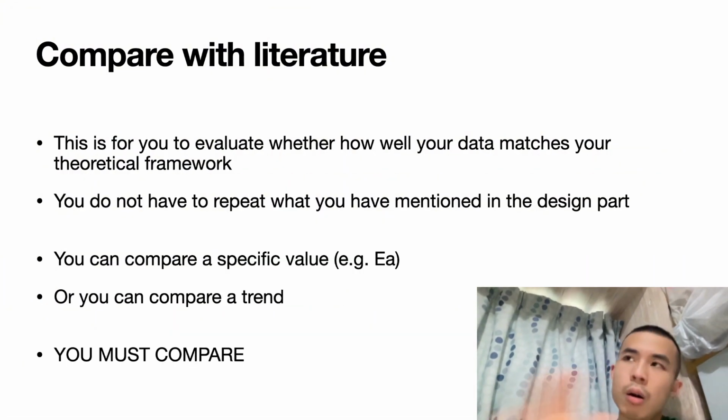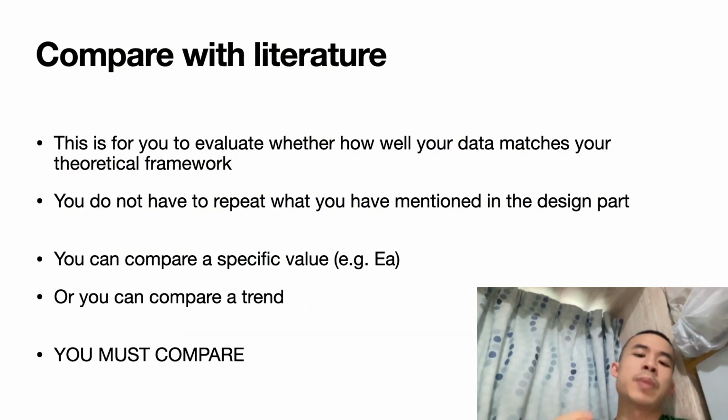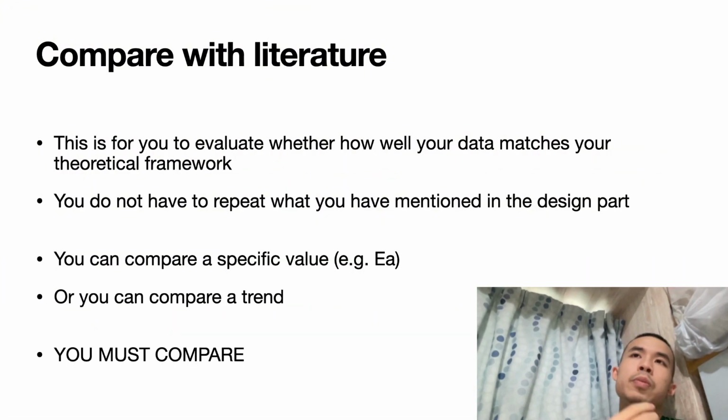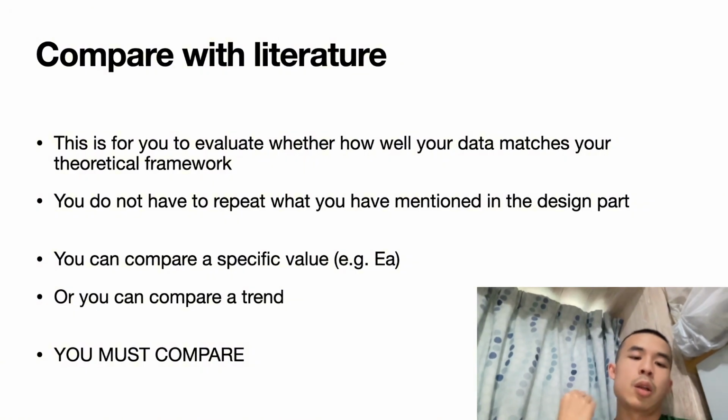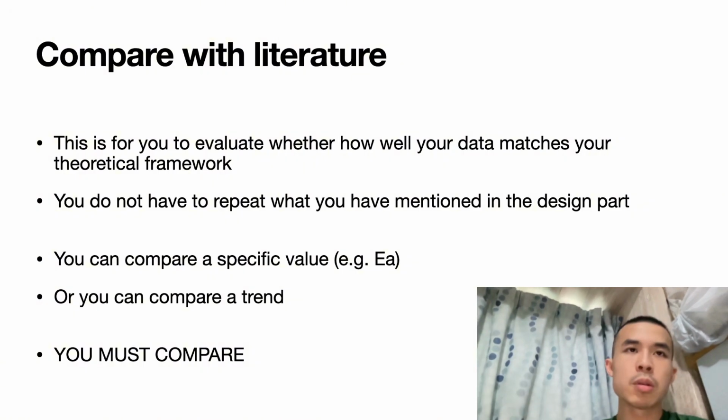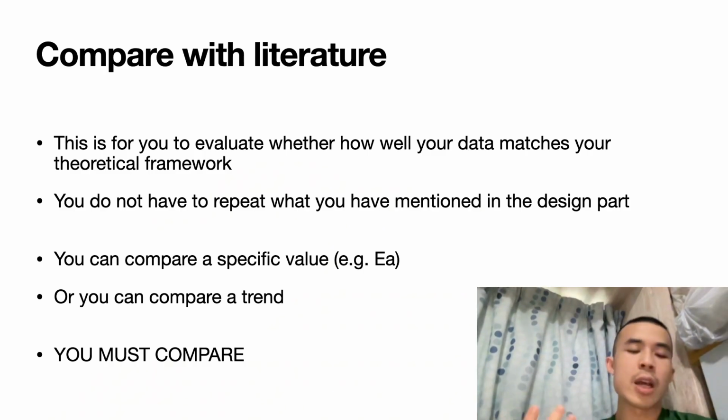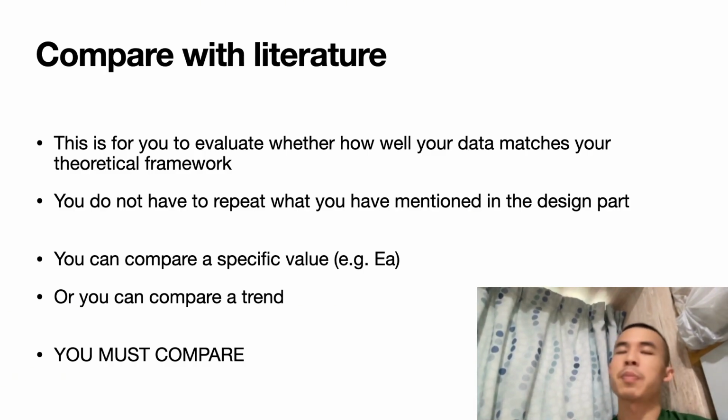Now, not all the time you're able to find a specific value to compare. If you cannot find a specific value to compare or to calculate the percentage error, it's actually fine. You still need to compare anyway. You can compare a trend, or you can just basically find anything to compare, and you must compare. The reason is because it's part of the rubric.